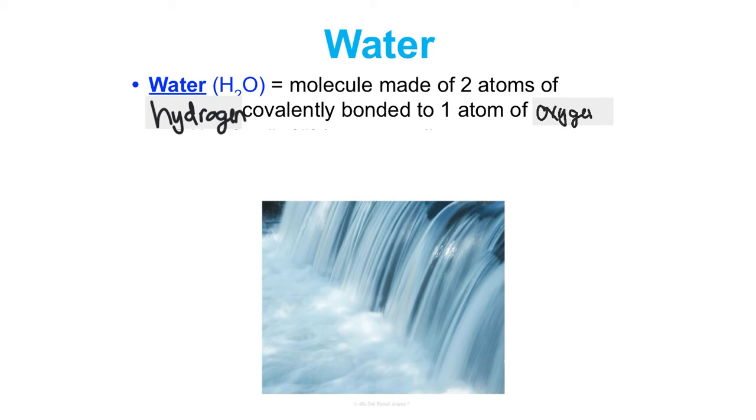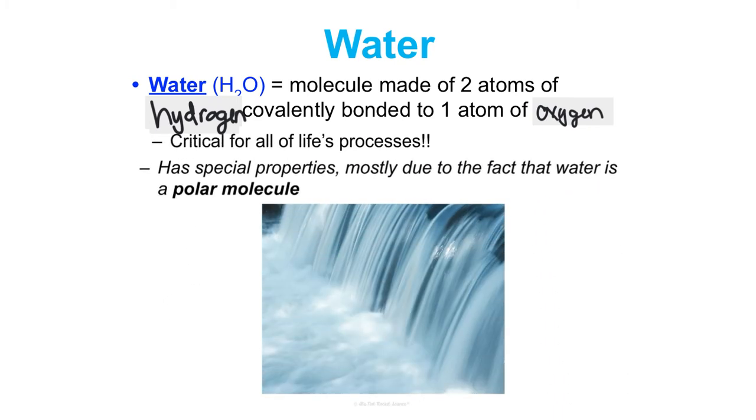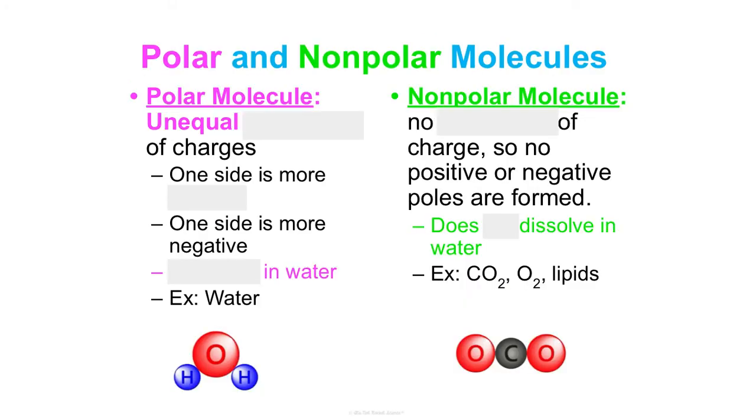As we said, water is important to all living things, so we are saying that it is critical for all of life's processes. We have to have water. After all, you're made up of almost 70% of it. And because of that, water also has many special properties, mostly due to the fact that water is a polar molecule. And we will talk in a minute about what polar or polarity means. As we said, water is a polar molecule, but molecules also have the option of being non-polar. So let's talk about what these are.